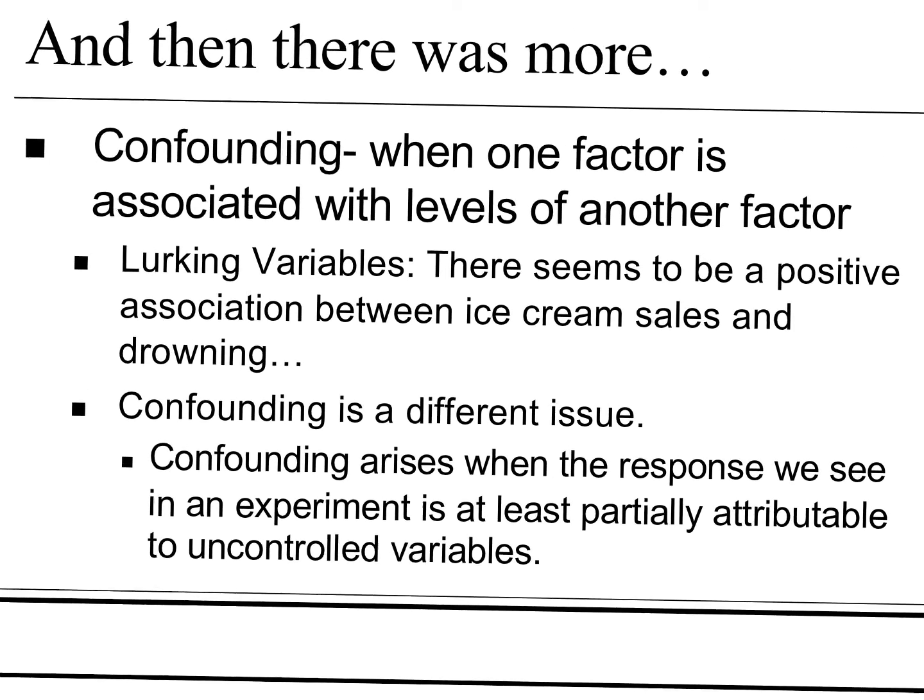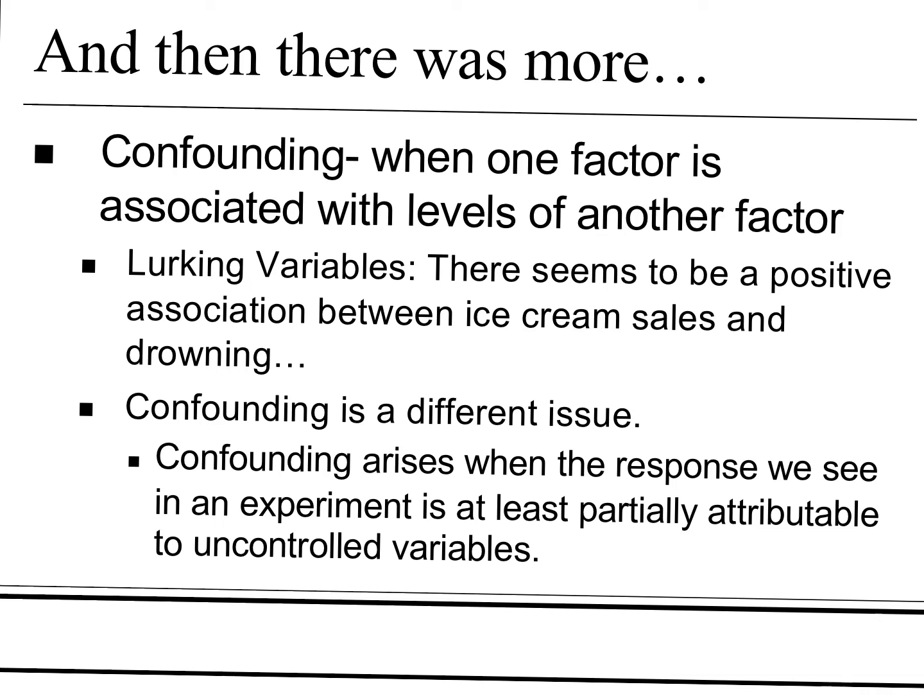Now, a confounding variable or factor is when one factor is associated with levels of another factor. For example, the reason we had to use Diet Coke and Diet Caffeine-Free Coke is because sugar could be a confounding variable with the caffeine if I used regular Coke and Diet Caffeine-Free Coke. We wouldn't know whether it was the sugar content or the caffeine.